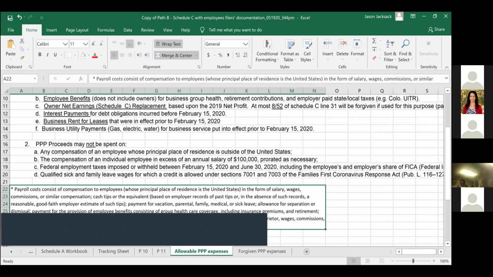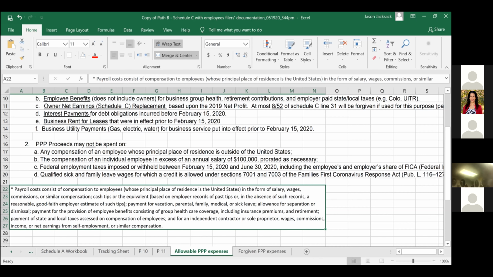Payroll costs consist of compensation to employees in the form of salary, wages, commissions, cash tips or equivalent, payment for vacation, parental, medical leave, allowance for separation, and payments for employee benefits. And this is the part that's relevant. That covers group healthcare coverage, including insurance premiums and retirement, payment of state and local taxes. So the retirement was the question just asked. And my interpretation of this is, yes, it may be included as long as it's paid through the corporation.